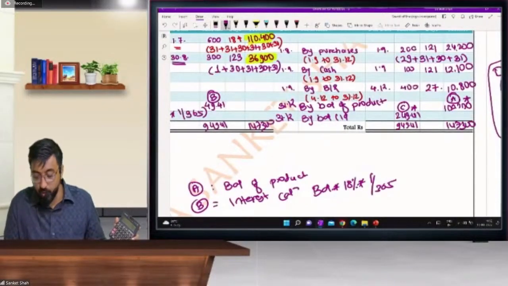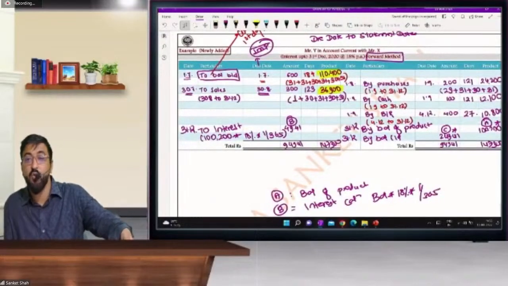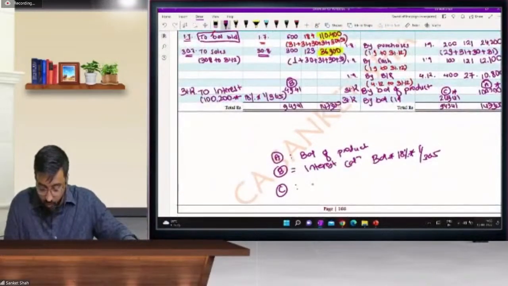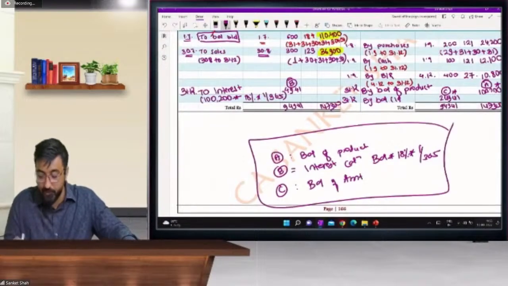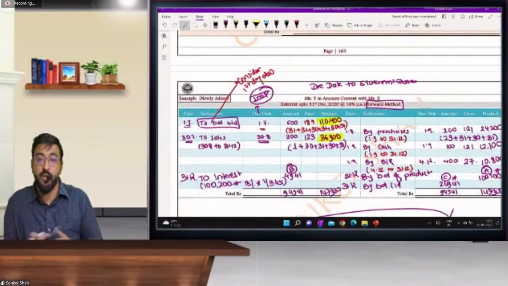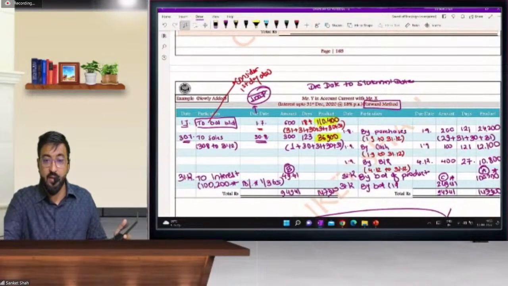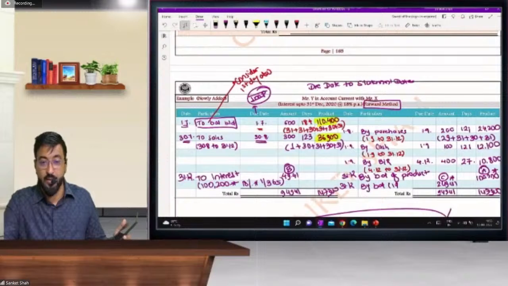So what is the sequence? ABC sequence, please write it in the comment section. What will you write for A? And for C, you will do balance of amount. The ABC sequence is important. If it is 2 balance brought down, consider the first day also. So this method is called the forward method.